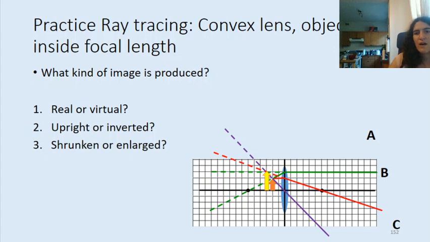So now we have the purple ray is a light ray that just goes through the center. This red ray is a light ray that goes parallel and goes through the far focal point. The green one is a beam that looks like it came from the near focal point and comes out parallel. We trace backwards and find the intersection of all three. And now what kind of image is being produced? It's going to be virtual, upright, and enlarged, right?